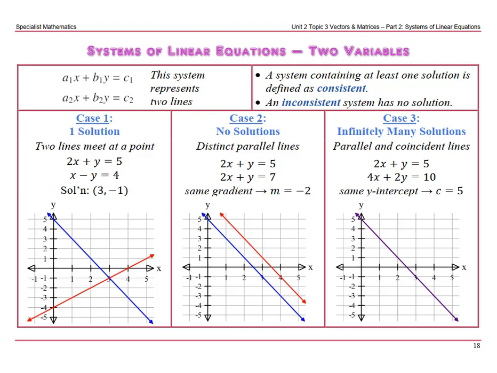So we all understand where 2 lines meet, they intersect, we have one solution. No solutions, you've dealt with parallel lines in the past. So if you've got 2 parallel lines, they don't intersect, so you have no solution. One that you may not have encountered before is infinitely many solutions, and that's where the 2 lines are actually coincident. So they are the same line, basically. Coincident lines have the same y-intercept and same gradient.